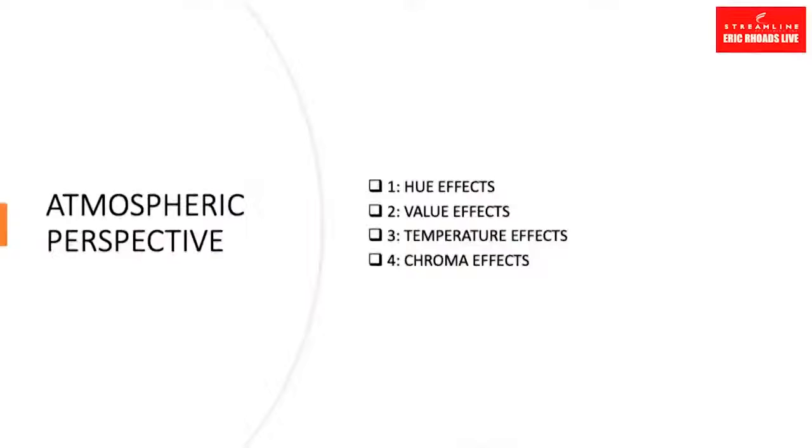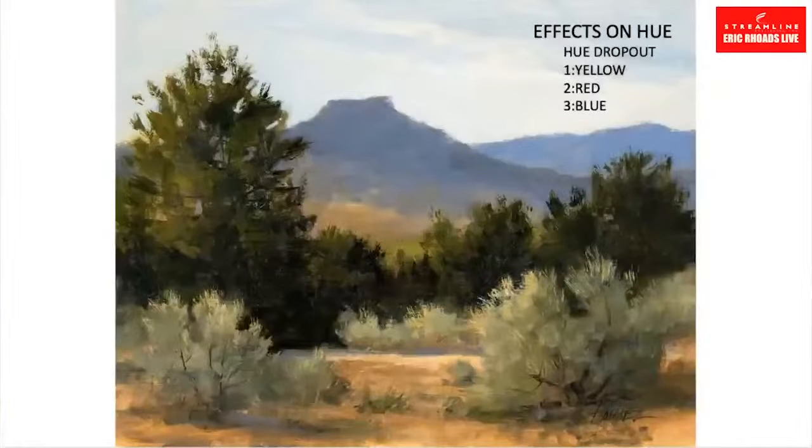So all of that affects atmospheric perspective, and I want to talk a bit about how atmospheric perspective impacts each of these variables. Each of these is a color variable. There are hue effects, value effects, temperature effects, and chroma effects. So let's go to hue effects, because that's the first thing you do, you pick the hue. Am I in the right place?